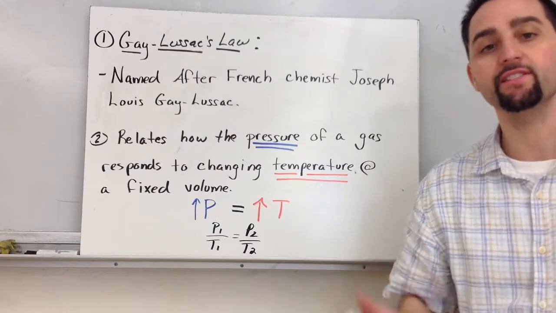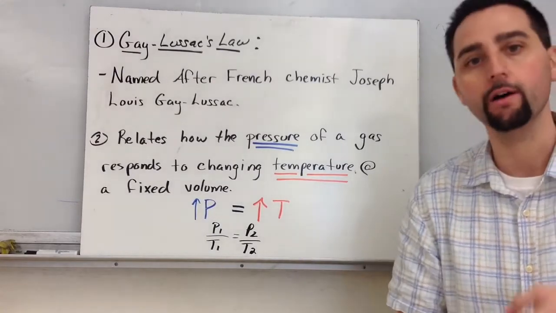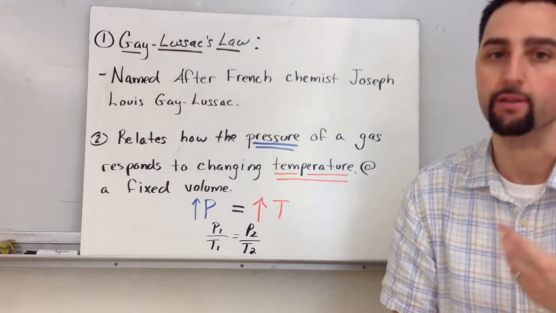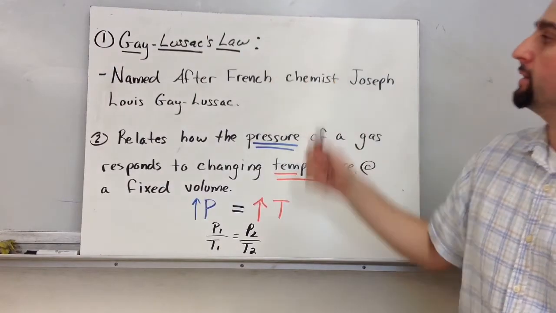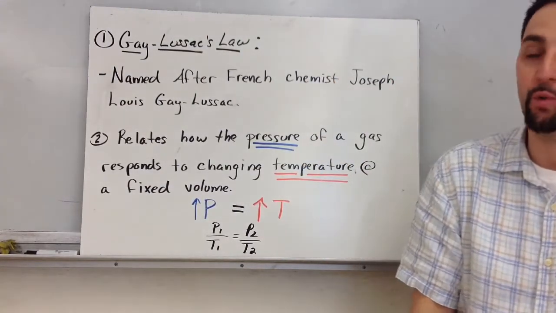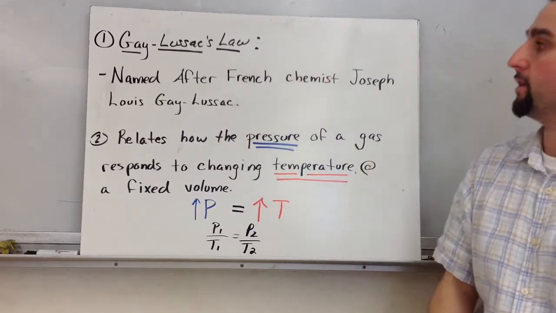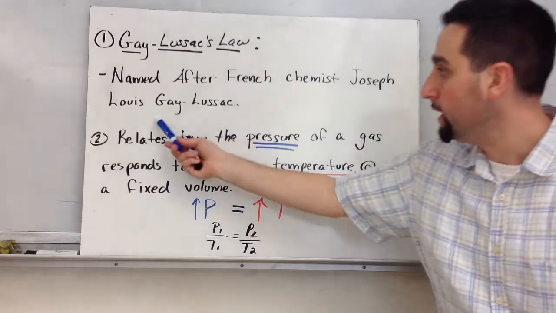So in this session we're talking about the gas laws, right? There's Boyle's law and there's Charles' law and there's a bunch of gas laws, ideal gas law. But today's gas law that we're going to take a look at is called Gay-Lussac's law. A little bit about Gay-Lussac's law. It's named after the French chemist Joseph Louis Gay-Lussac.